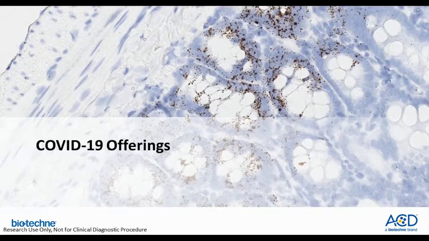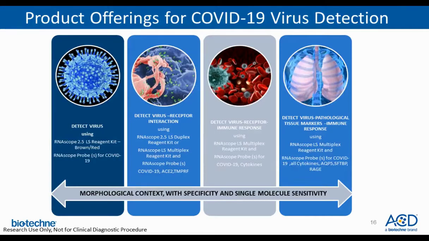So now I'd like to go over some of the COVID-19 offerings. What are some of the products that ACD offers right now for enabling your COVID-19 research? This is a really good image that shows that broad offering range. You can first detect the virus itself by using our COVID-19 probe that targets the spike protein. You can also further your research by looking at the virus-receptor interaction by doing our duplex or our multiplex assays.